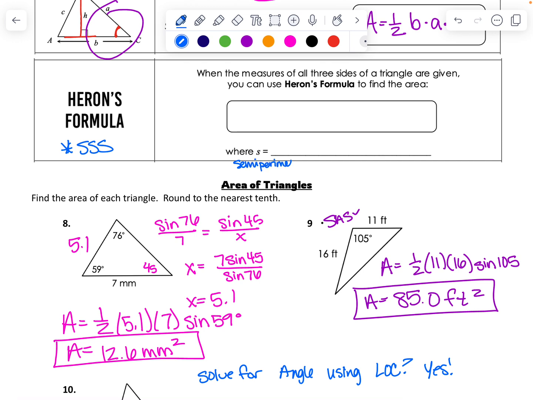Something we need to know is this is called our semi-perimeter, and that is just 1/2 times the length of all the sides. And we need that to use Heron's formula. So Heron's formula says, hey, I can find the area if I'm given all 3 sides by taking the square root of the semi-perimeter times the semi-perimeter minus each of the side lengths separately. So semi-perimeter minus a, semi-perimeter minus b, and semi-perimeter minus c.